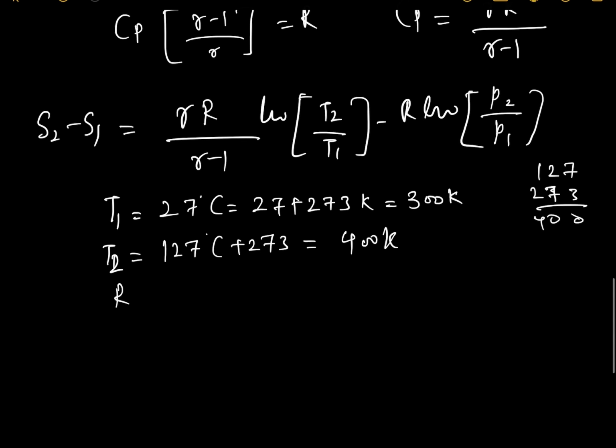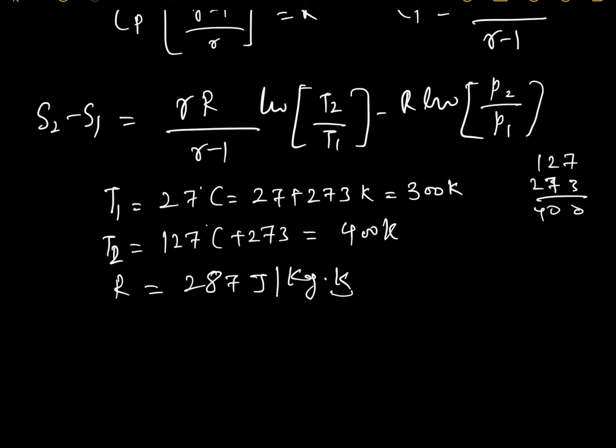R is given to us, that is about 287 joule per kg Kelvin. So here the value of R is given in Kelvin, so that is why we have to change the temperature into Kelvin. The value of gamma is given to us, that is 1.4.